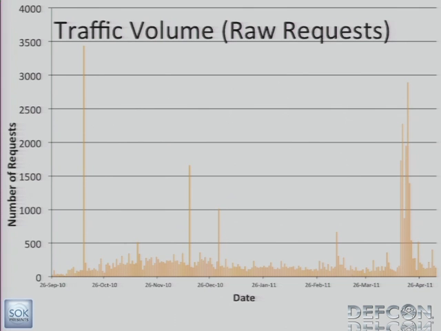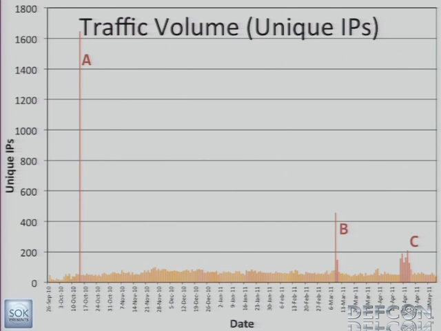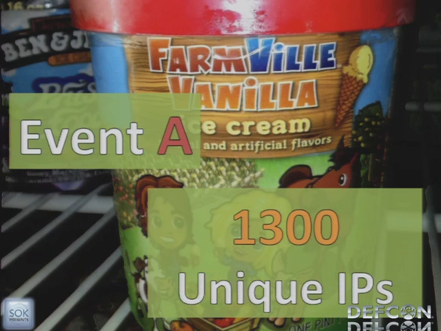So here instead is the traffic volume by unique IP address per day. Some of the peaks disappear, but others still remain. Aside from the steady stream of background noise, there are 3 major events labeled here as A, B, and C. Each of these was caused by bit squatting, and I will get into detail on these in the next few slides. So what caused event A that affected more than 1,600 unique IPs on the internet? That critical application happens to be Farmville.